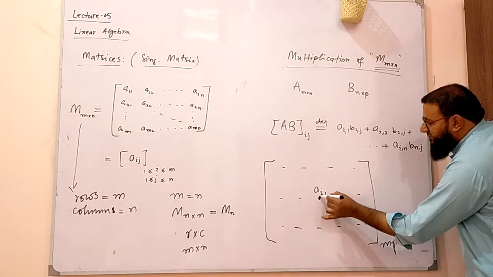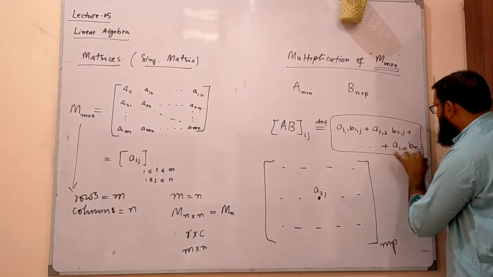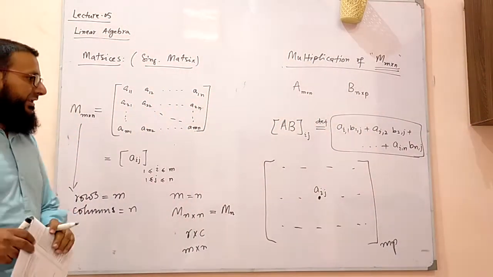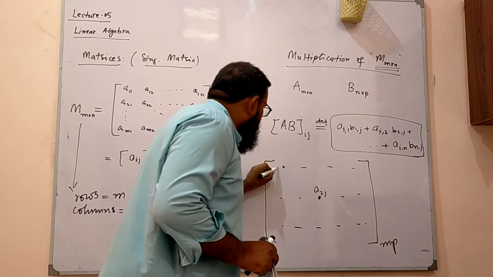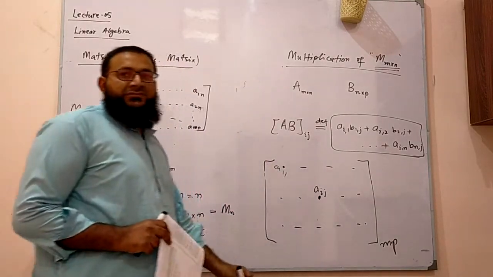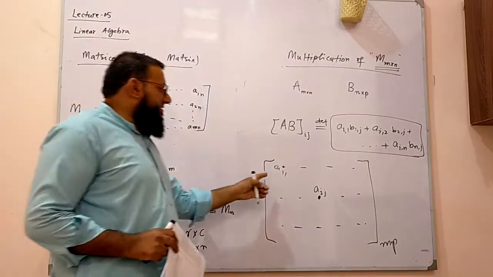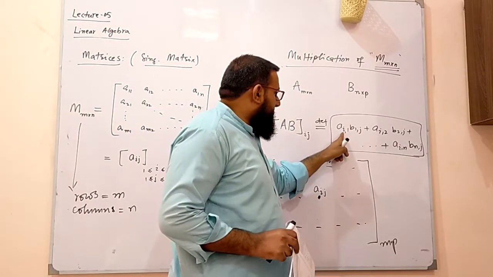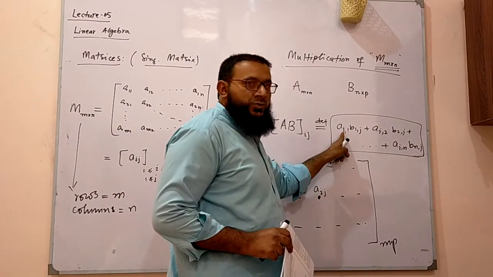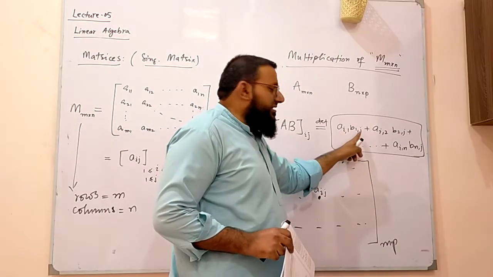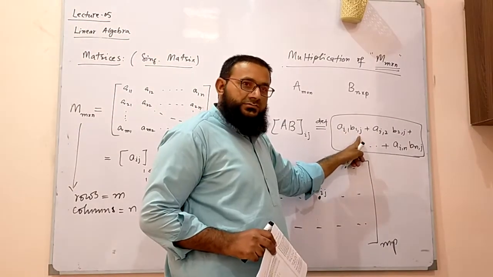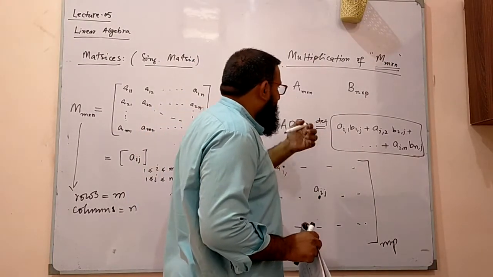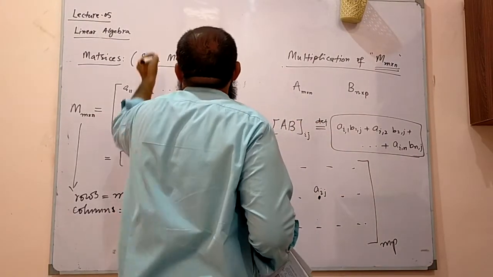So to find out this particular entry, the answer is this one. For example, what is this entry? a11. How can I find this entry a11? What do you do? Just replace here i with 1 and j with 1. That's all. So what happens if I replace i with 1 and j with 1? It means I am interested in this one.